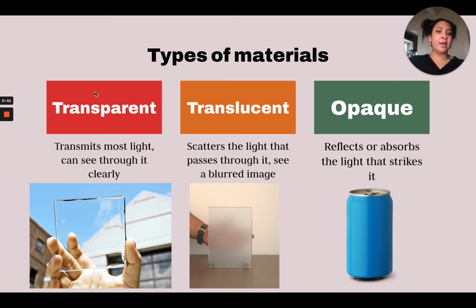Transparent is where light can pass through easily, okay? And you can see through it clearly. So like a window, like this piece of glass right here. These are all transparent things.